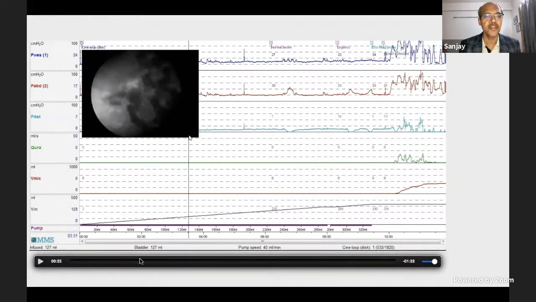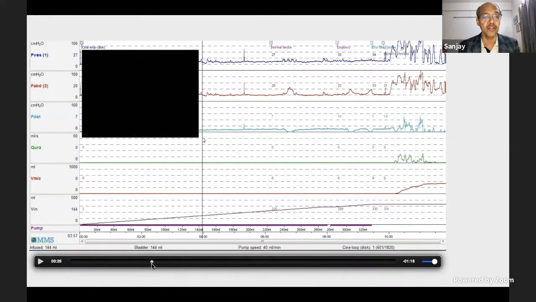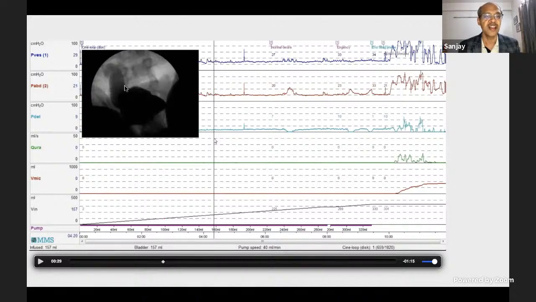And you can see here this patient shows reflux as the bladder is being filled up. So these pressure estimates are an underestimate because the patient is actually refluxing to the kidney and there's a large volume reflux. The ureter is grossly dilated. See that, a large volume reflux. So all this pressure that you're seeing is a gross underestimate of the true pressure.